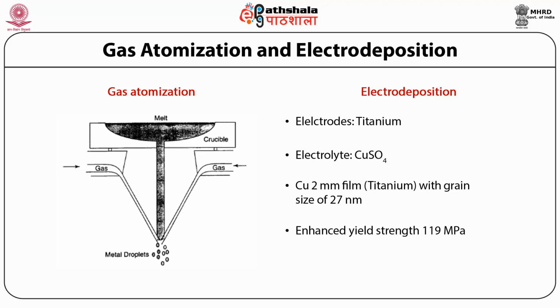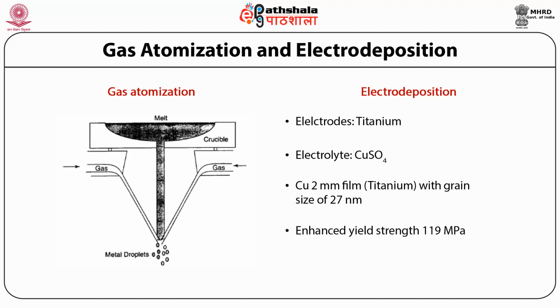A fine dispersion of metal droplets is formed when the metal is impacted by the gas, which transfers kinetic energy to the molten metal. This method can be used to produce large quantities of nanostructure powders, which are then subjected to hot consolidation to form bulk samples.